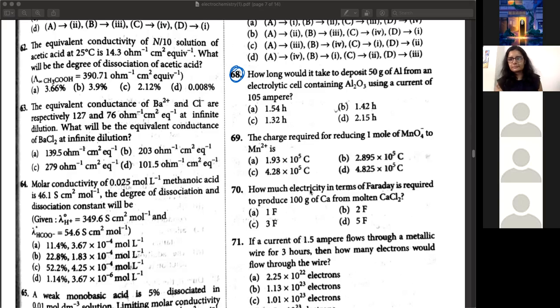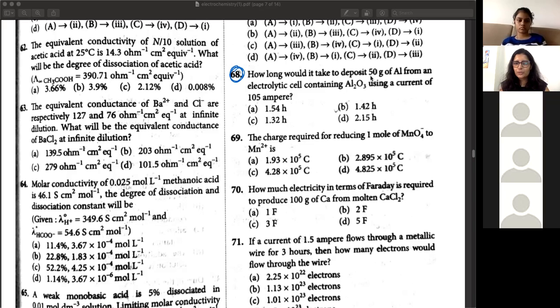Okay. Yes, ma'am. I am not sure. Okay, let's do this. How long would it take? Oh, Triti has already solved it. Good. So how long would it take, right? I think so. I'll have to check.